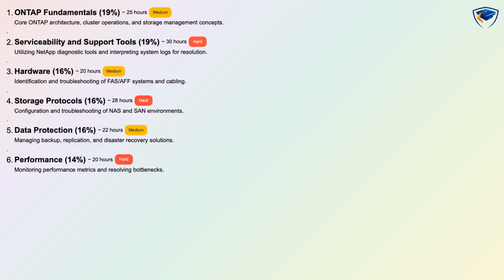The exam covers 6 weighted domains: ONTAP Fundamentals 19%, Serviceability and Support Tools 19%, Hardware 16%, Storage Protocols 16%, Data Protection 16%, and Performance 14%. Expect a mix of conceptual questions, scenario-based troubleshooting, and hands-on understanding depending on the domain. Use these weights to focus your study time and practice on the harder scenario-based areas.